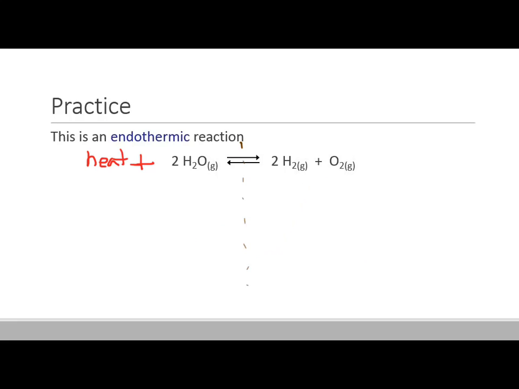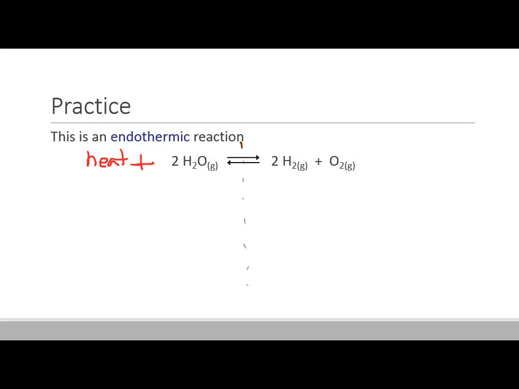Now, what would happen if I add a bunch of oxygen gas? Well, here's my oxygen. It's on this side of the reaction. It will shift to this side. It'll shift to the left. What would happen if I remove some water? Well, here's my water. If I'm removing it, now there's a big pit here. So the reaction will shift to the left yet again in order to fill in that gap.